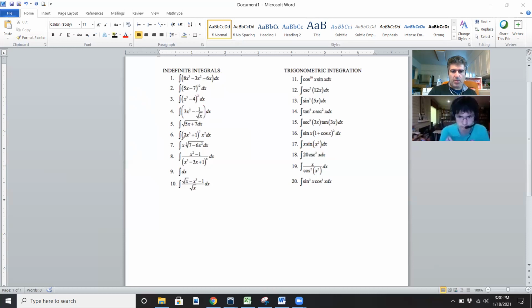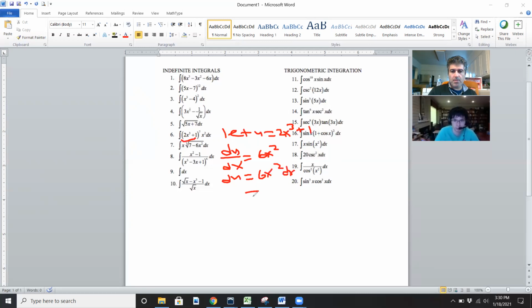Now, again, you usually let u equal whatever's in the parentheses or under the radical. And also, you should let u equal the expression with the higher exponent, because x cubed is a higher exponent than x squared. So we let u equal 2x cubed plus 1. So du/dx is 6x squared, so du is 6x squared dx, and dx is du over 6x squared. So it's a very automated process, right? Just do a derivative, isolate dx.